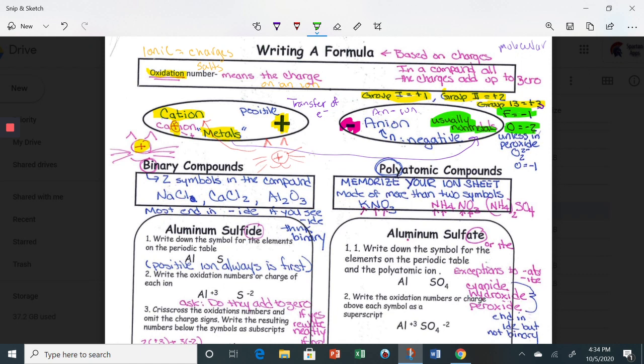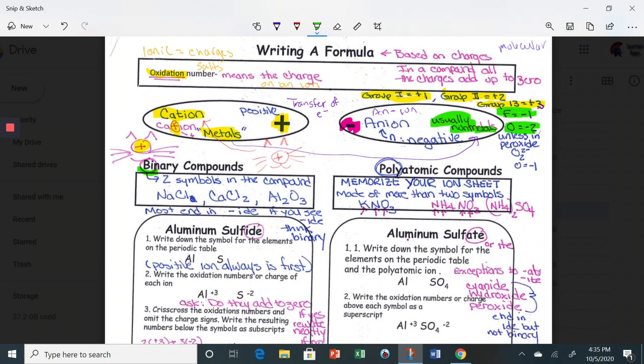All right, we are going to focus on the left side of this, called binary compounds. When we talk about binary, we're talking about the prefix bi, which means 2. So there are 2 symbols in the compound, 2 different types of elements in the compound. Not the total number of atoms, the different types of elements.